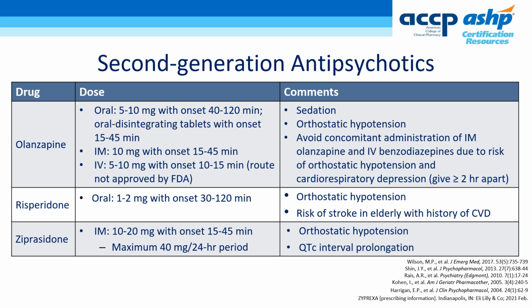Olanzapine and ziprasidone are the second-generation antipsychotics most commonly used due to their availability in multiple dosage forms. Of note, olanzapine is available in an oral disintegrating tablet and as a solution that can be given intramuscularly or intravenously. However, like haloperidol, the intravenous route is not FDA approved.